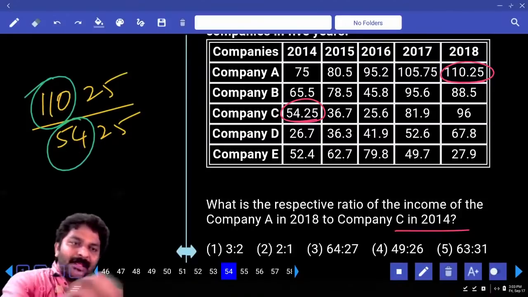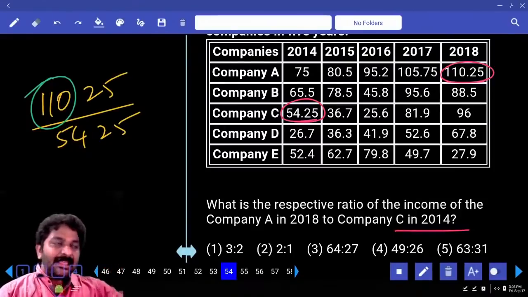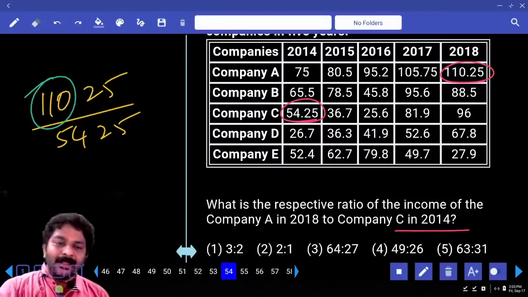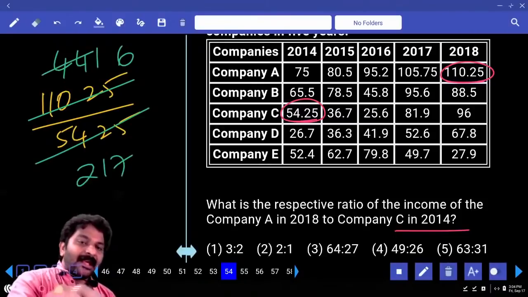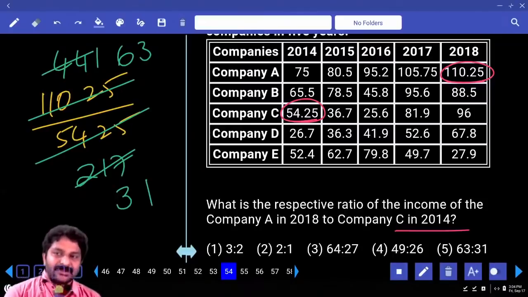Is this clear? And you know that in 100 there will be 4 25s. In 110 hundreds, 110 into 4, that is 440. Plus one more we have, so the numerator is 441. And then 3 times 7, 3 times, and then 1. No more simplification. 63:31, fifth option final.